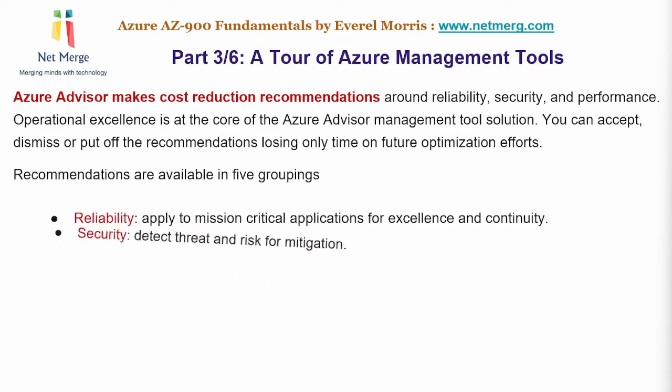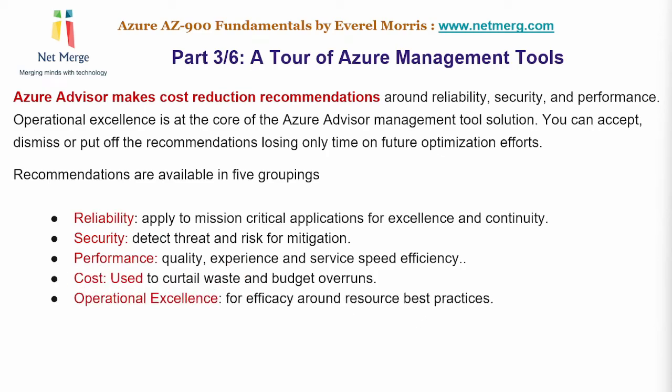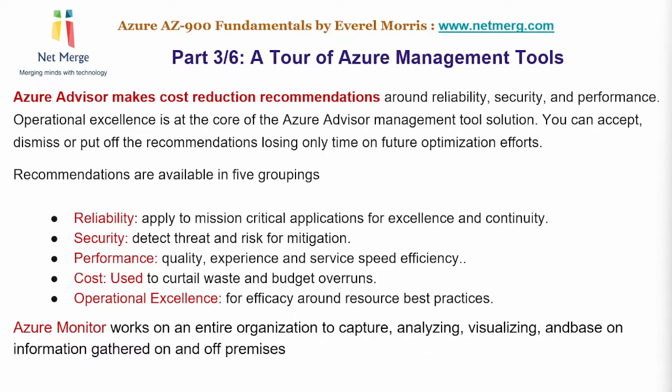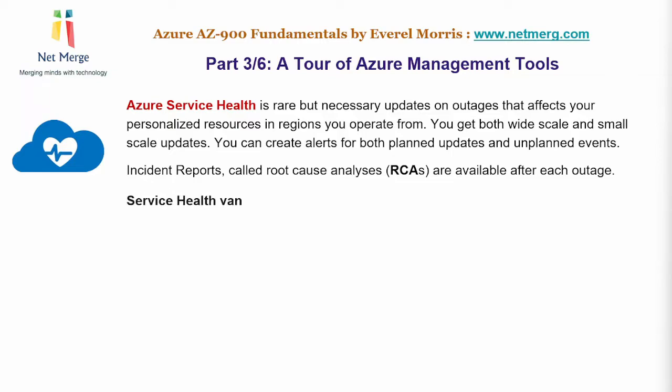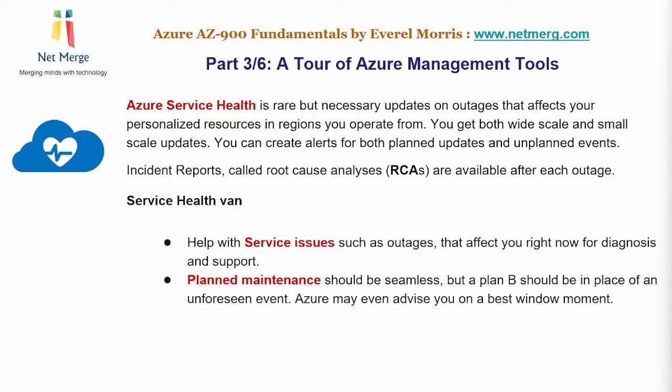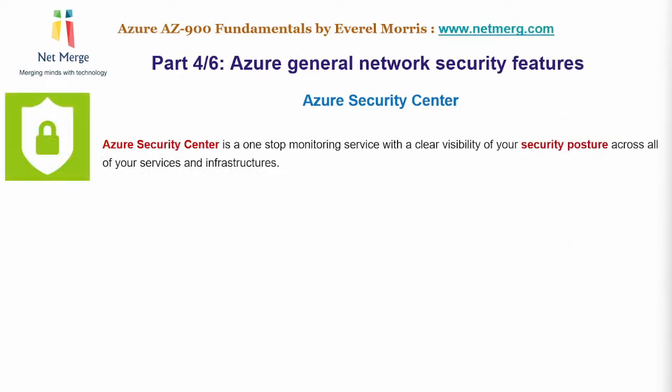So these are the recommendations that are available. It's in 5 different groups. You could look at them: reliability, security, performance, so you have an idea what you could use the Azure Advisor for. Now let's look at Azure Service Health. It's a rare but necessary update. It gives you information about updates on outages and situations like those. It takes care of your overall Azure health. You need to also understand what Azure Service Health is used for in Azure as well. And I put together the details so you could read them and understand them as well for the exam.